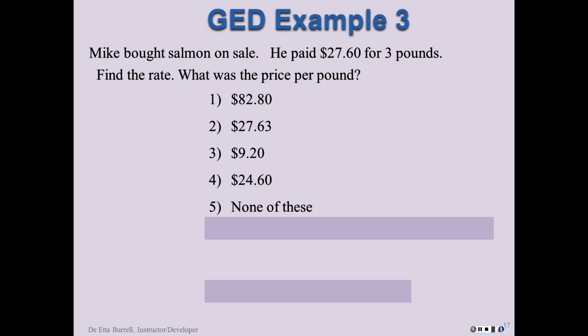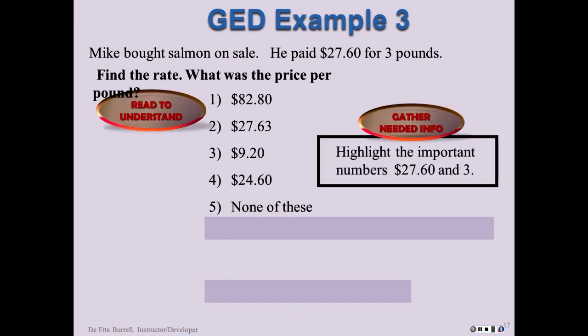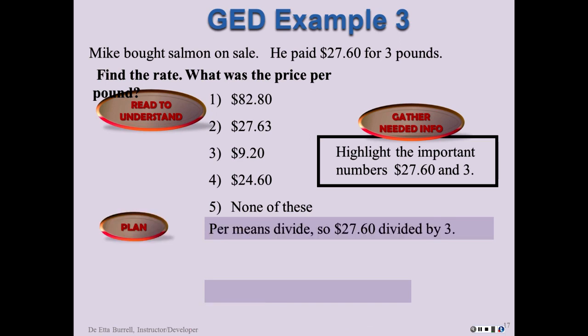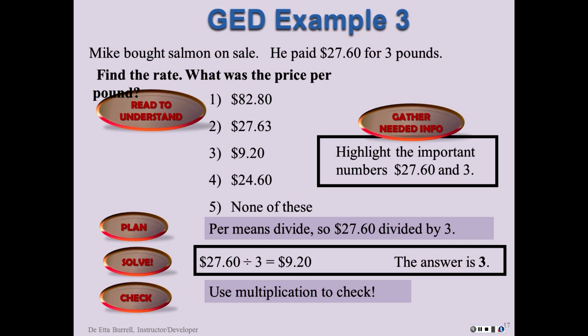$9.20 per pound, right? This one you could just divide. Divide 3 into 27.60, and you're going to get 9.20. Wouldn't it be nice if the GED questions really were that easy? Because they're not.